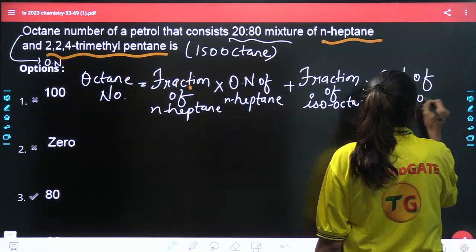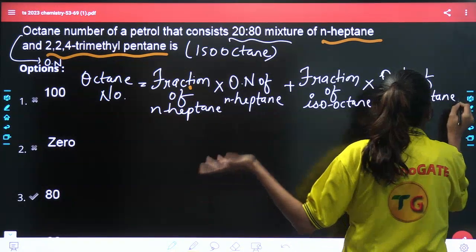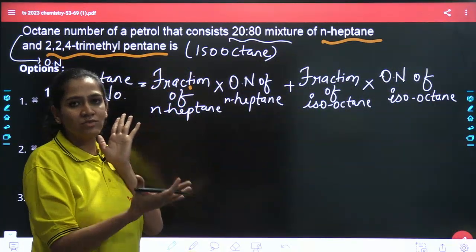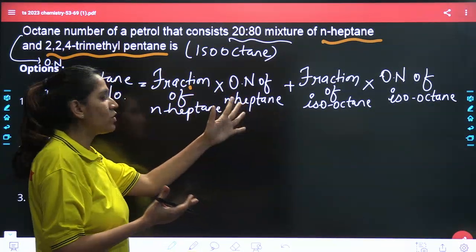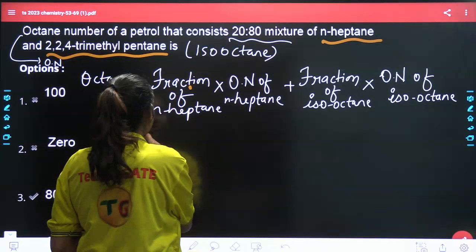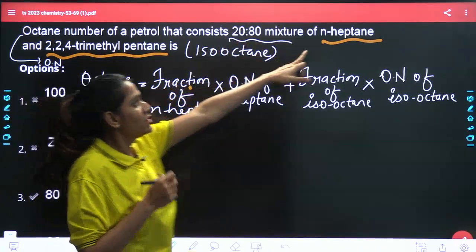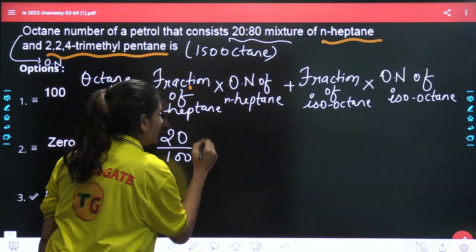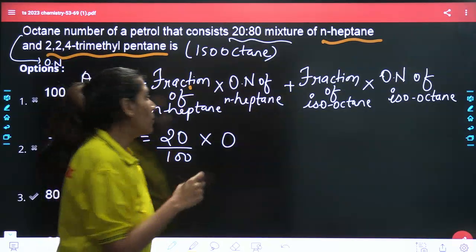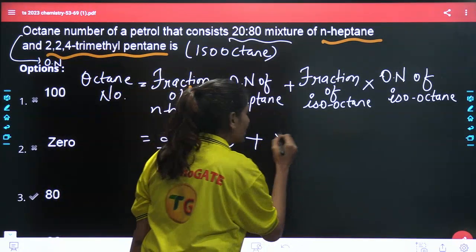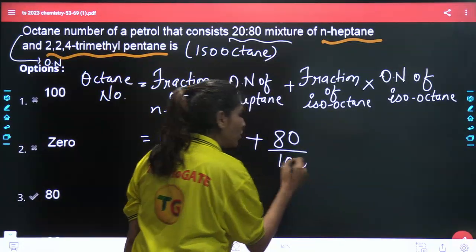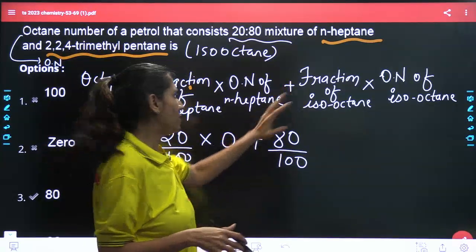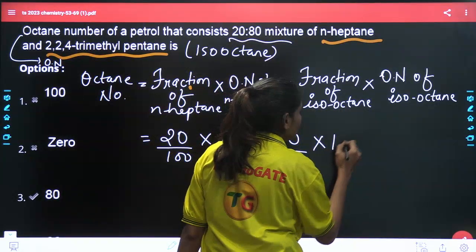Now in order to determine the octane number of fuels, the straight chains have very little octane number. Like anhapten is having octane number of 0, so its fraction is what here? 20% anhapten. So its fraction is 20 by 100 and its octane number is taken as 0. Now fraction of isooctane is 80%, so its fraction is 80 upon 100. Okay, total is 100. 20 plus 80 is 100. So out of 100, 80 parts are of isooctane. Its octane number is taken as 100.